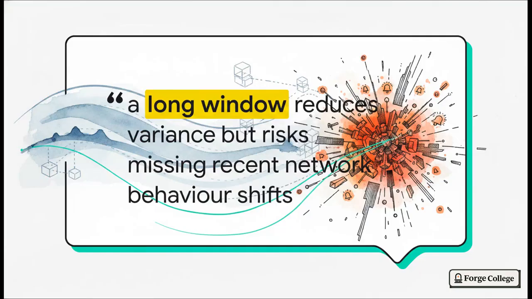Now, when you write these scripts, you're going to face a massive engineering trade-off when choosing your historical sampling window. The rule of thumb goes like this. A long window reduces variance, it smooths out all the bumps, but you might completely miss a sudden network attack that's happening right now. A short window, on the other hand, captures exactly what the network is doing today, but it can be incredibly noisy and trigger false alarms left and right. Choosing the right window, that is the true art of Web3 engineering.